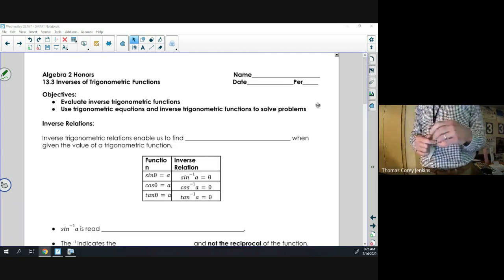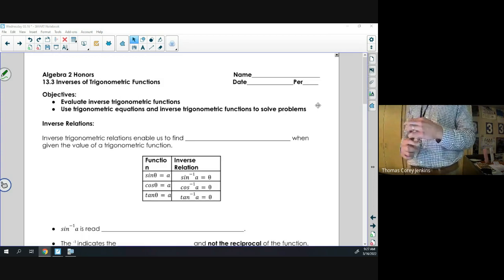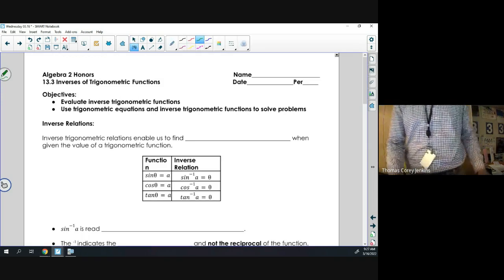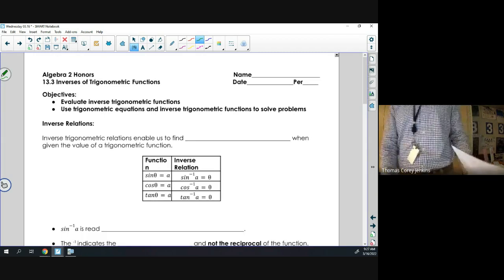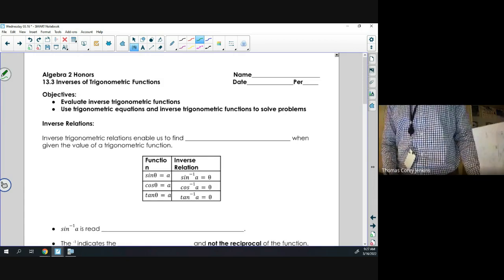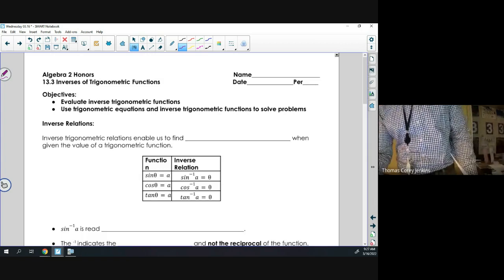We want to be able to evaluate inverse trig functions. That's like a unit circle thing. And then use trig equations and inverse trig functions to solve problems. All right, so let's go ahead and get to it with the introductory stuff. So it says inverse trig relations enable us to find blank when given the value of a trig function. So that would be, it allows us to find theta.